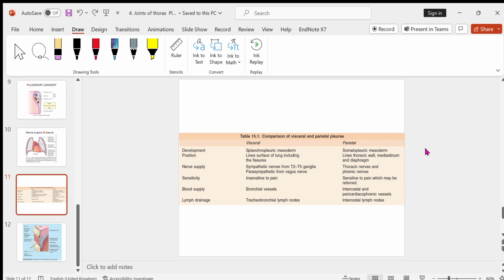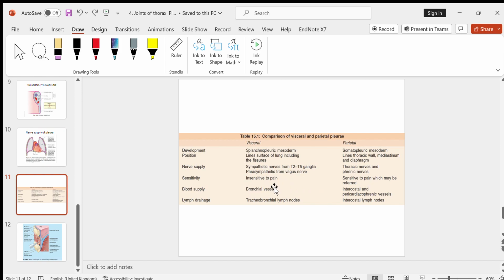The position of the visceral pleura is that it immediately surrounds the lung and enters into the fissures of the lung, and the parietal pleura lines the thoracic wall, mediastinum, and the diaphragm. The nerve supply is such that the sympathetics for visceral pleura is from T2 to T5 ganglia, and the parasympathetics are from the vagus nerve, and the parietal pleura is supplied by thoracic nerves and the phrenic nerves. The visceral pleura is insensitive to pain, and the parietal is sensitive to pain.